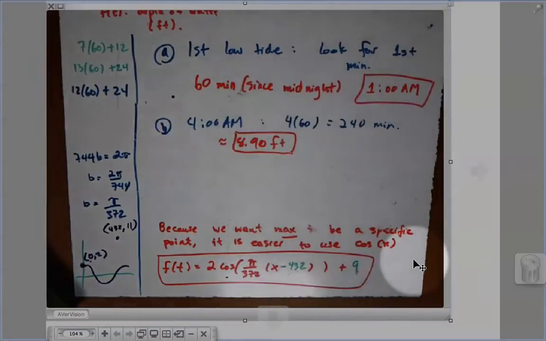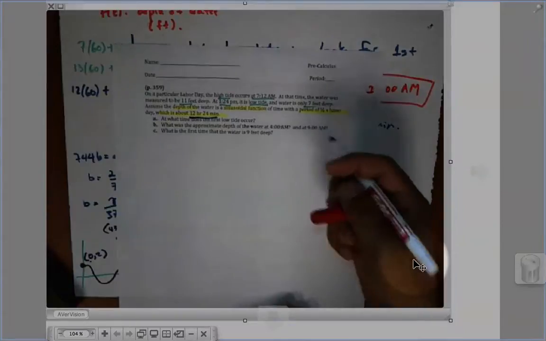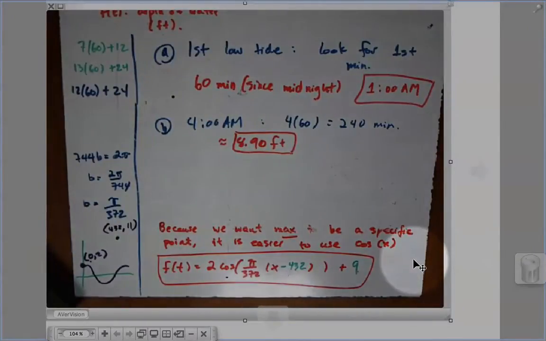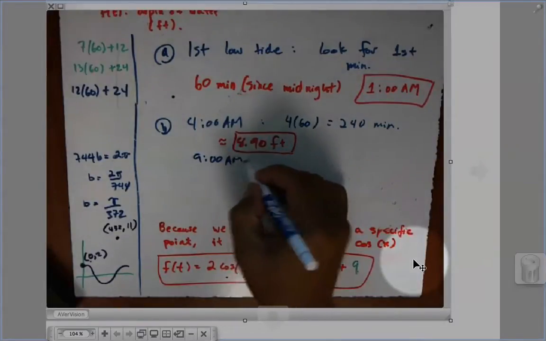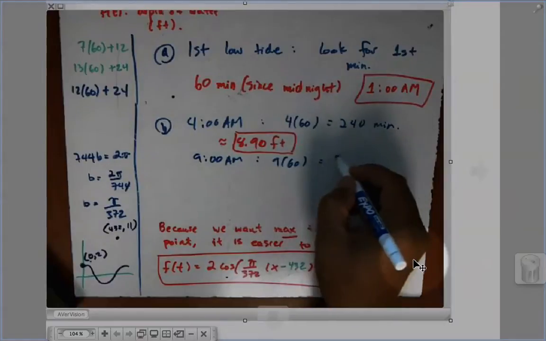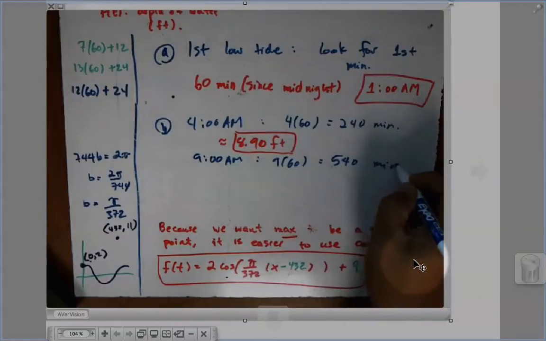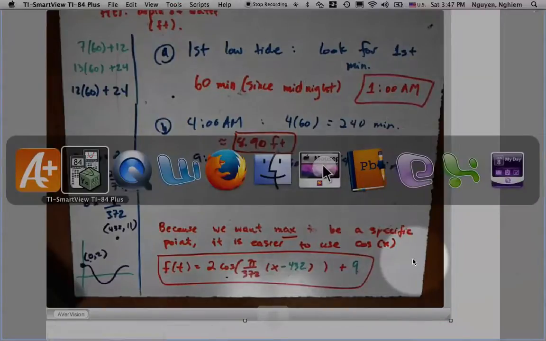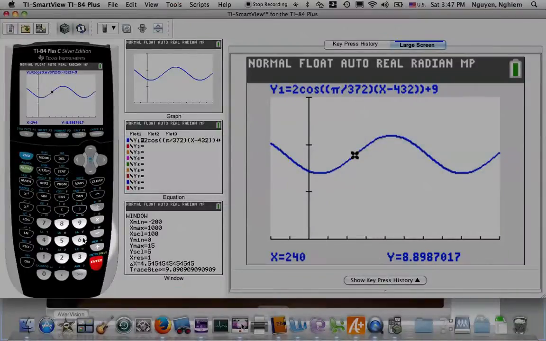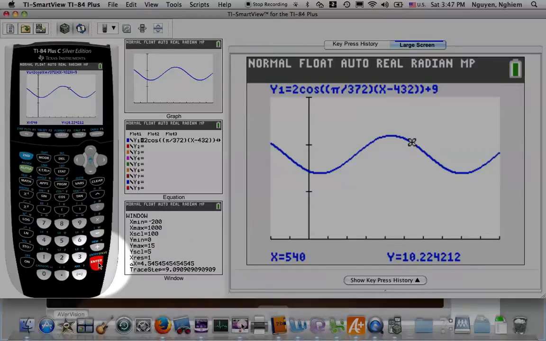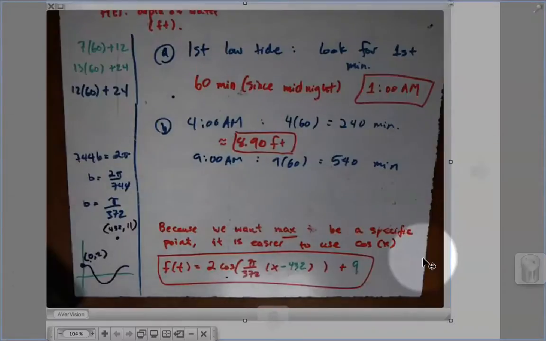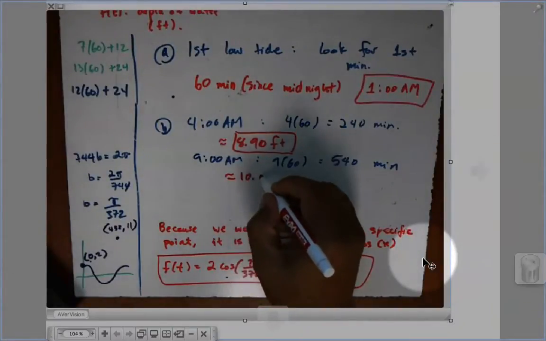And how about 9 a.m.? Well, that's not too difficult to do either. For 9 a.m., that's 9 times 60, or 540 minutes since midnight. So we can go back into here, 540. And that says about 10.224, or we'll round to the nearest hundredth here, that's about 10.22 feet.